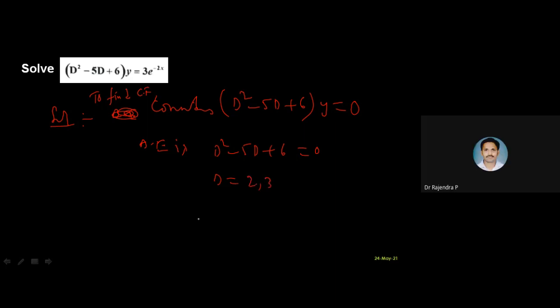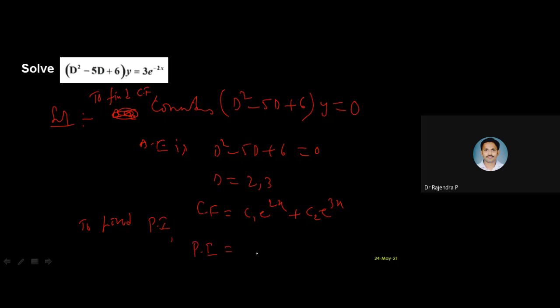Very good. So what will be the complementary function solution? C1 e to the power of 2x plus C2 e to the power of 3x. Very good. That's all. Then now we have to find the particular integral. To find PI, how do we write it from the given equation?